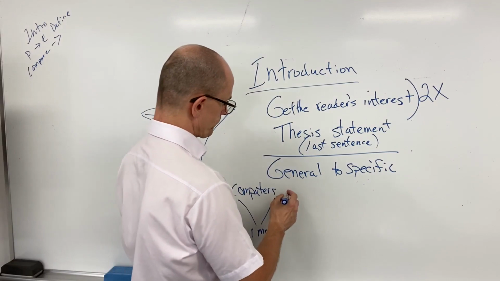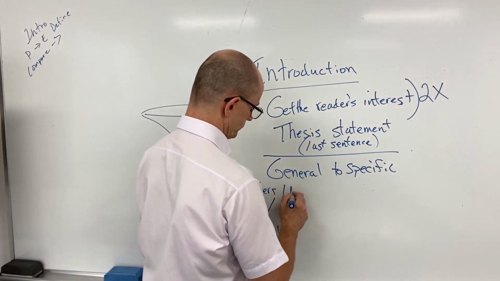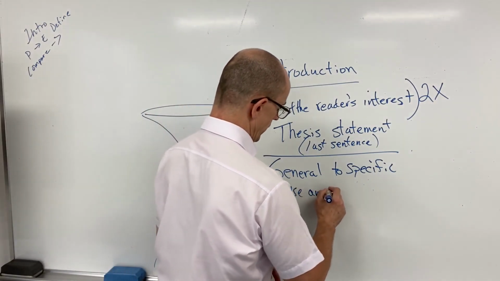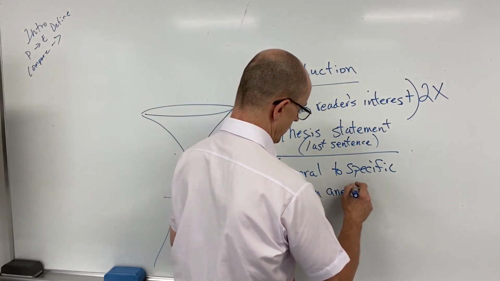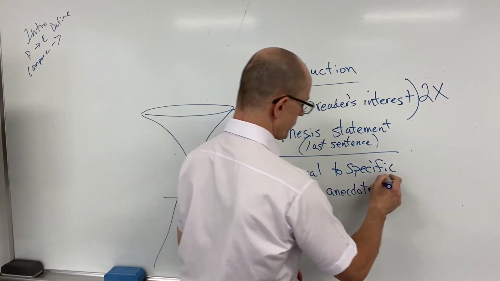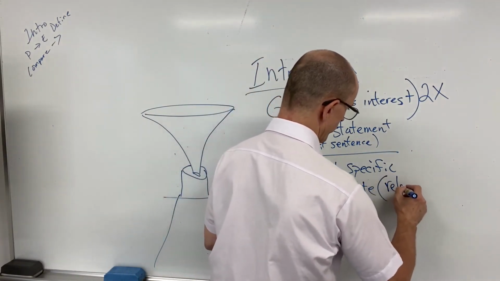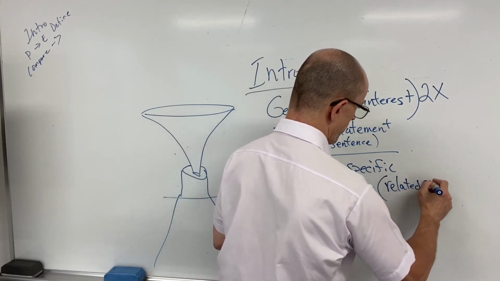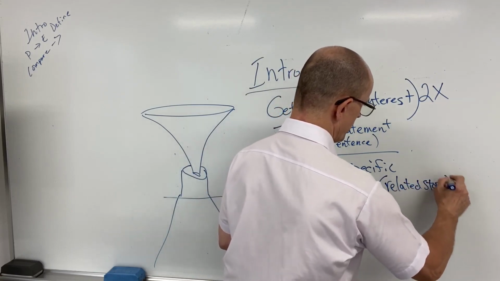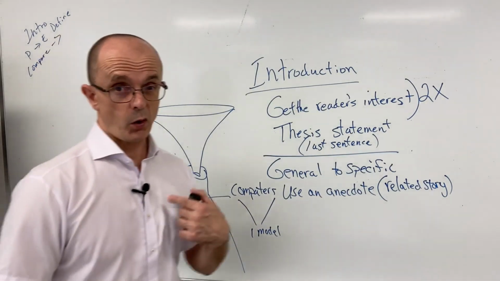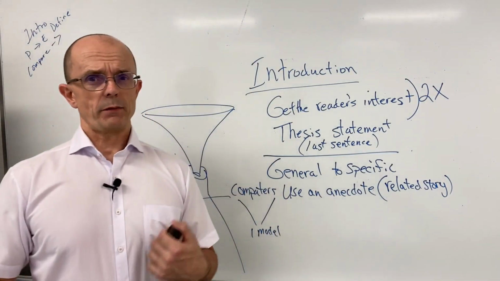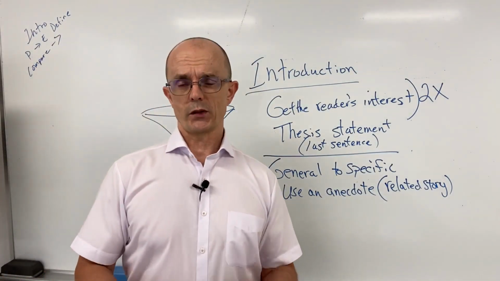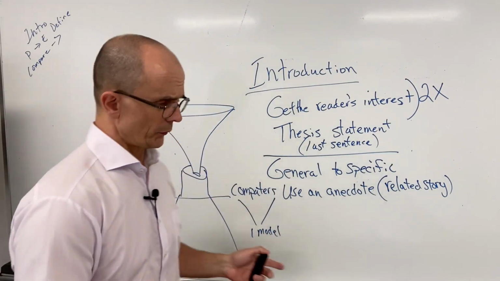Technique number two is to use an anecdote. An anecdote is basically a related story. I'm glad I said computer now because I'm an old guy. Maybe all of your life you've always had computers. It's always been a big part of your life.